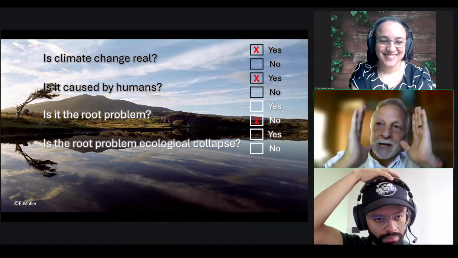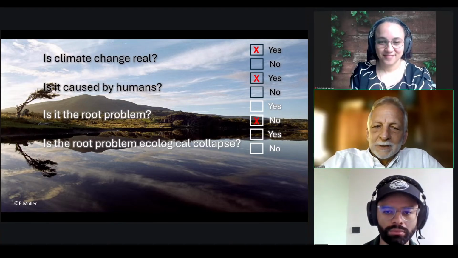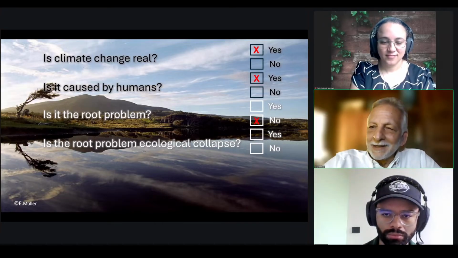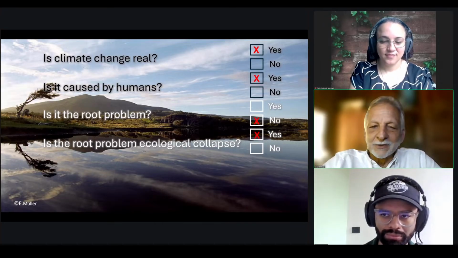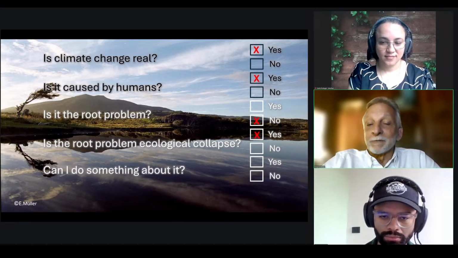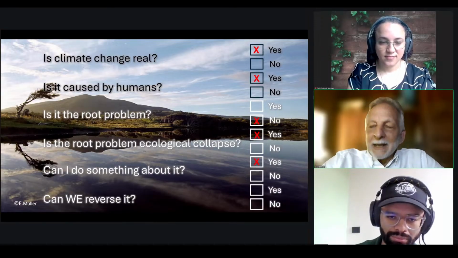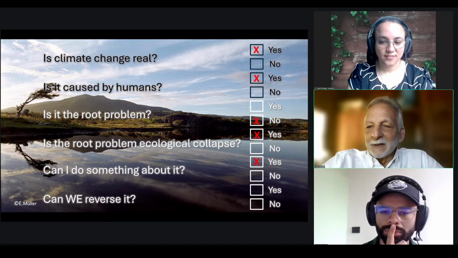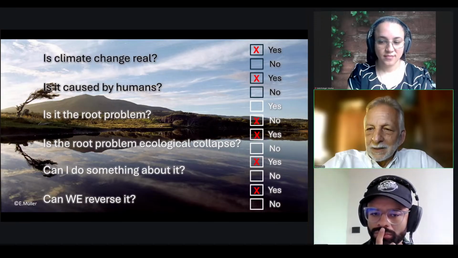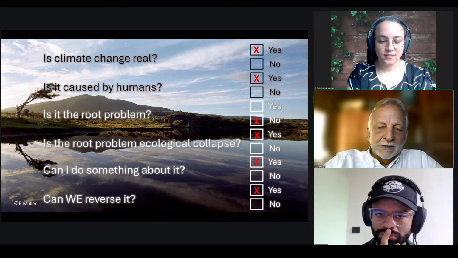So how do we actually decide what is important in our work? Is the root problem ecological collapse? Yes, it is. Ever since 2009, it was already published in the Planetary Boundaries approach. Can I do something about it? Of course. Can we reverse it? Yes. So instead of looking at adaptation, at reducing the impacts, we still have the opportunity to change things around and build the future we want. And that's what I've been working on for quite a few years now.